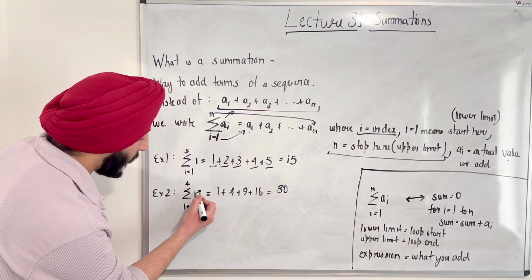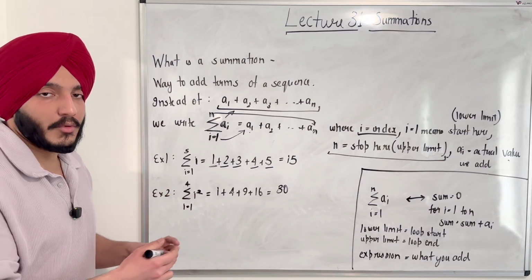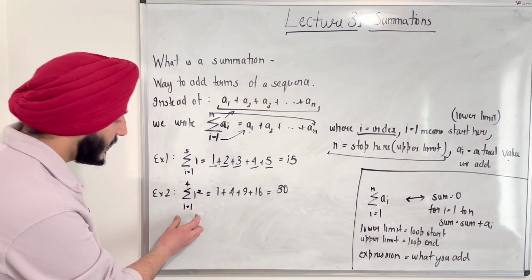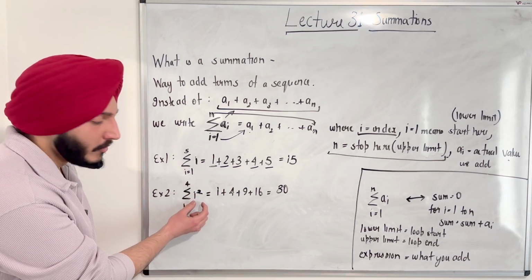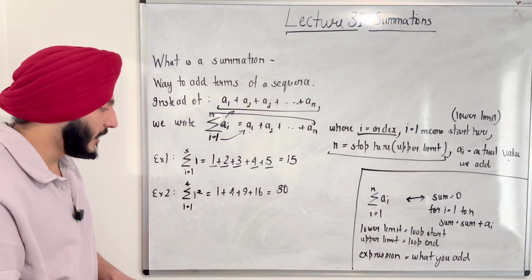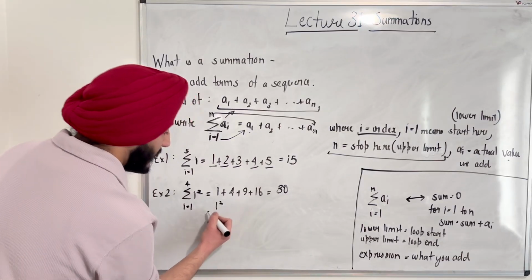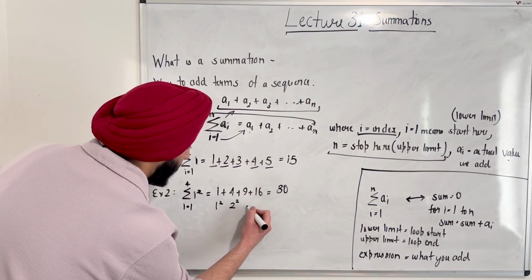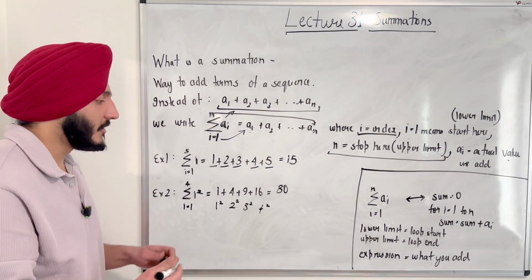If you look at the second one, the expression inside is i squared. So what I have to do is start with 1 and keep going up to 4, replacing this i value with the values 1, 2, 3, 4. First I replaced i with 1 squared, second with 2 squared, 3 squared, 4 squared. I hope that makes sense.